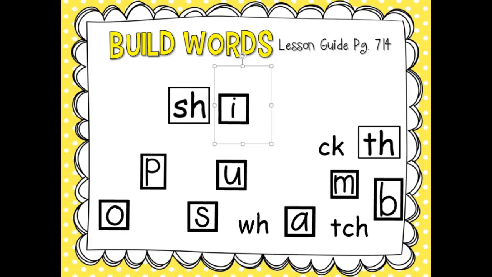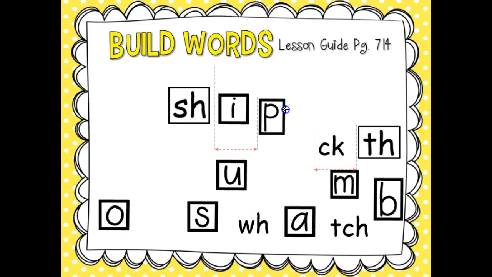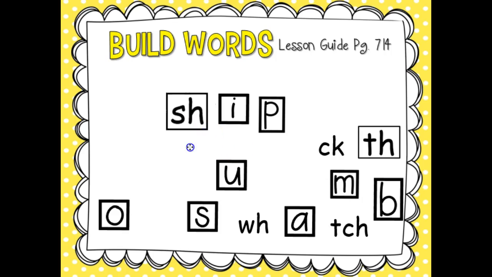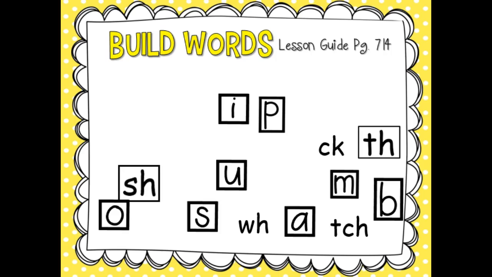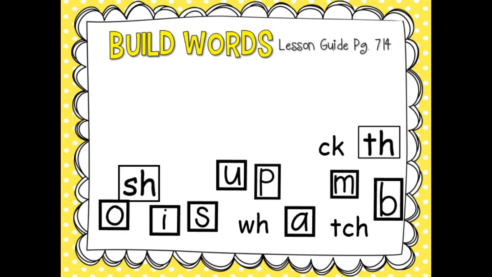Now let's listen for that last sound. Sh, i, p. P makes the p sound. We've built the word ship. Sh, i, p, ship. Now, your next word, bath. Pause this lesson to sound out the word and spell with your letter tiles, bath. Now let's do it together.